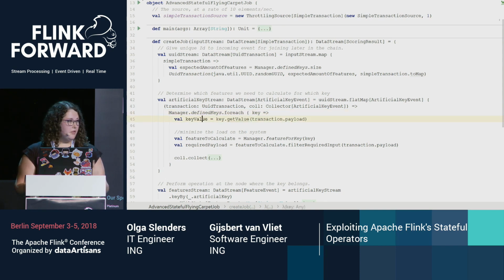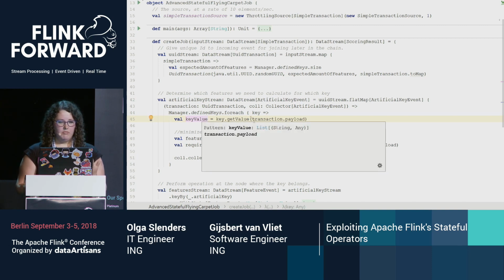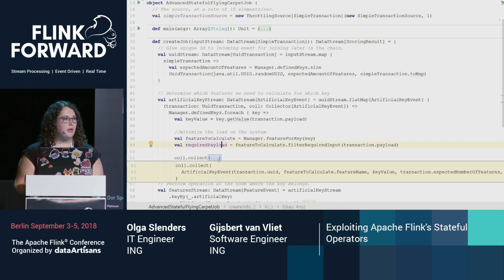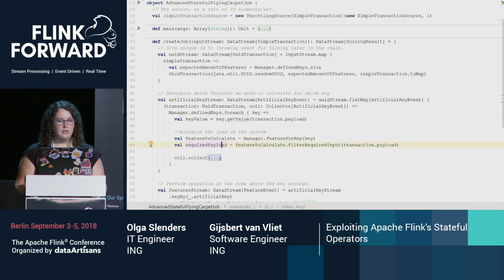We're calculating the key value by just getting the value of the key from the payload, and it's basically just a key object of field and a value. We're also adding here for our handiness the name of the feature, just to know later what is the feature that we need to calculate from this event. And we are filtering the required payload to not copy the whole event over and over again, because that's inefficient.